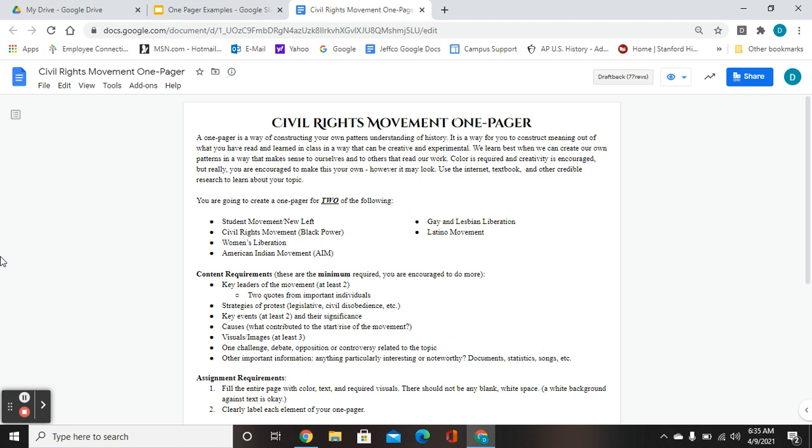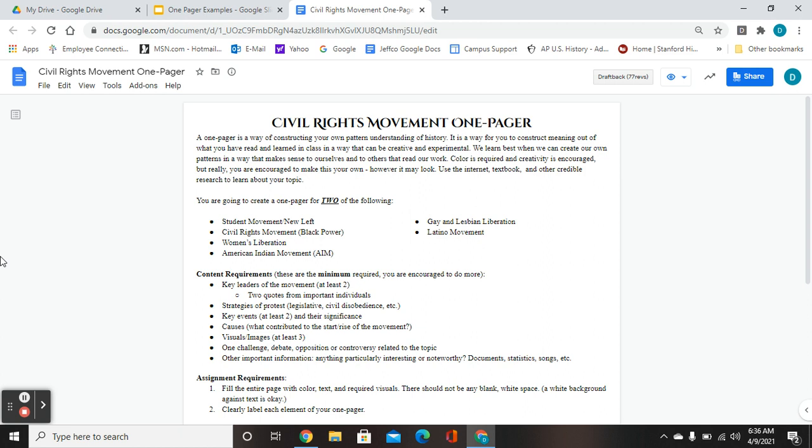It could be documents. You could have statistics. There could be songs that reflect or relate or show that civil rights movement, poems, whatever. Okay, so include those things on your one pager. Those are the elements you need to include on your one pager.